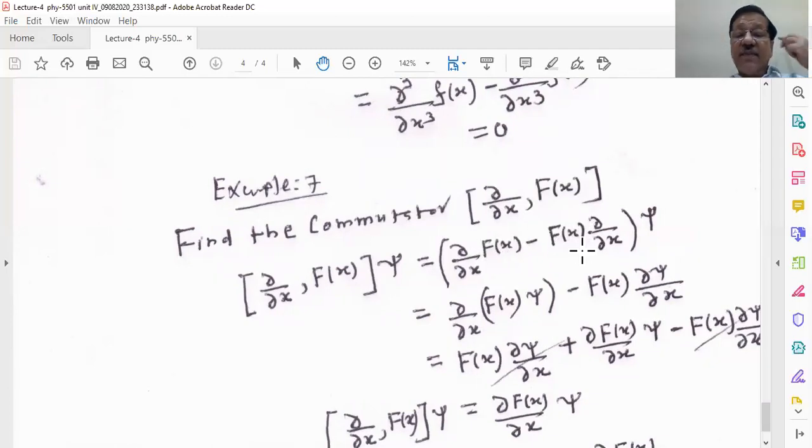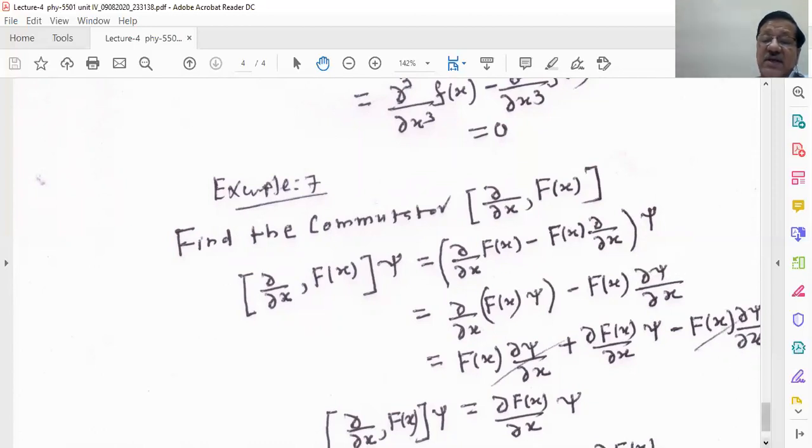I solve this. Now you see here, this is operating on psi, so it is del by del x of f of x psi. You see I put the entire thing in parenthesis. F of x into psi is in parenthesis, and this is the operand, and this is the operator del by del x operating on f of x psi, minus f of x del by del x operating on psi.